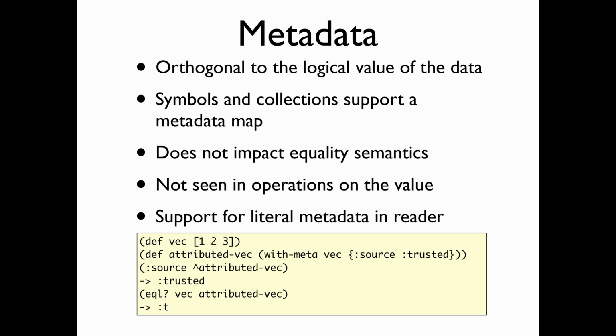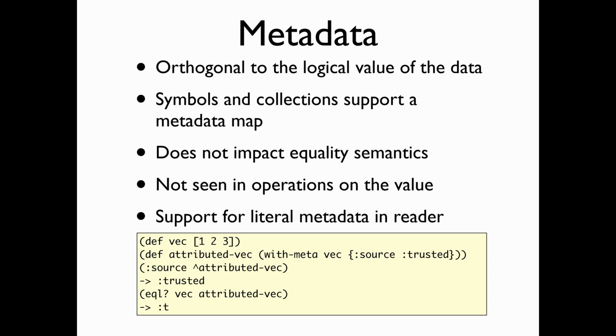I can have a vector 1, 2, 3, 4 and another vector 1, 2, 3, 4. This one's from Fred. This one's from Ethel. Are they equal? Yeah. They're equal. Because them being from Fred and Ethel have nothing to do with their logical values. So those two things are separate. Information about the data and the data itself. And that goes all the way through. It doesn't impact equality. It's not seen in operations on the value. There's support for literal metadata in the reader, so you can write metadata in code, in data, directly.